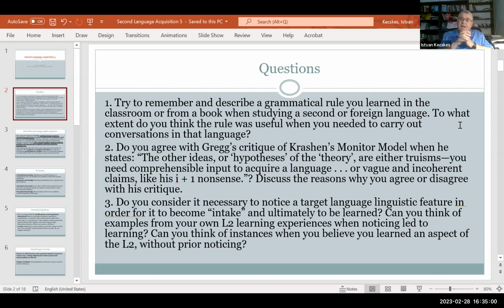Try to remember and describe a grammatical rule you learned in the classroom or from a book when studying a foreign or second language. To what extent do you think the rule was useful when you needed to carry out conversations in that language? So the important thing here is the connection between a particular grammatical rule and your actual use of the language, okay? So please think about the first question. You're gonna get a couple of minutes and then I'm gonna ask you directly.